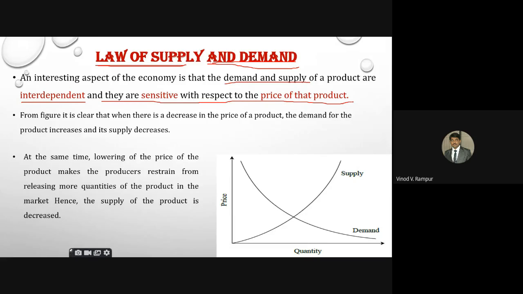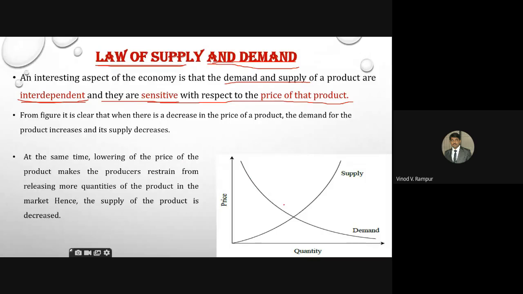But here, when we are going to consider the price of the product, then both the things are totally difficult things to understand. Okay, now you just see that here the two are independent, and they are sensitive with respect to the price of the product. In this figure, it is clear that when there is a decrease in the price of the product, the demand for the product increases and the supply decreases.